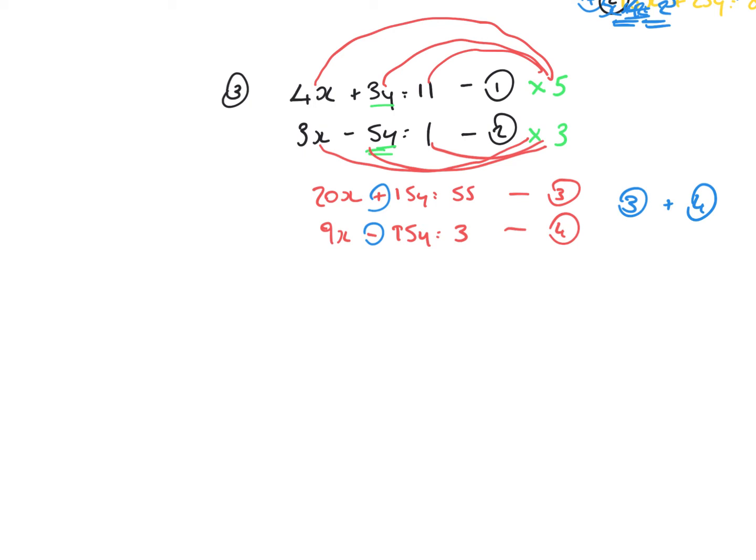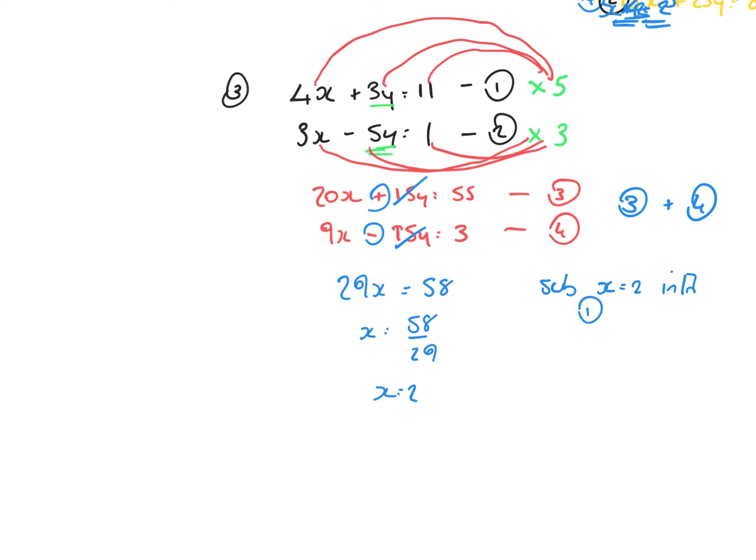So 20x plus 9x is 29x. The y's cancel out. 55 plus 3 is 58. x equals 58 over 29, and x is equal to 2. I'm now going to sub x equals 2 into one of the equations, and at random this time I'm going to put it into equation 1.